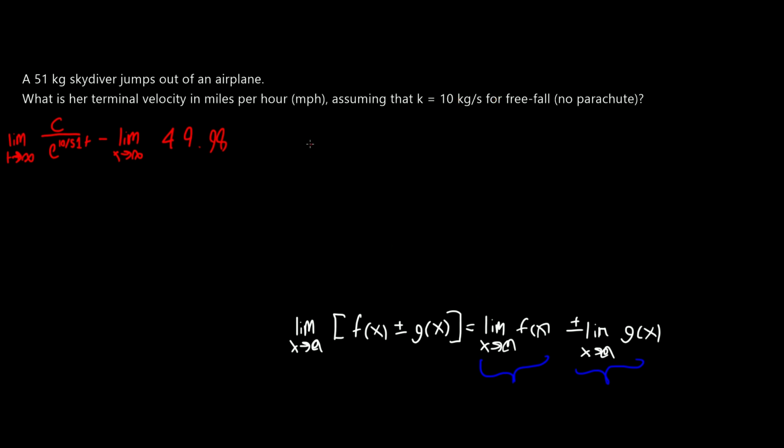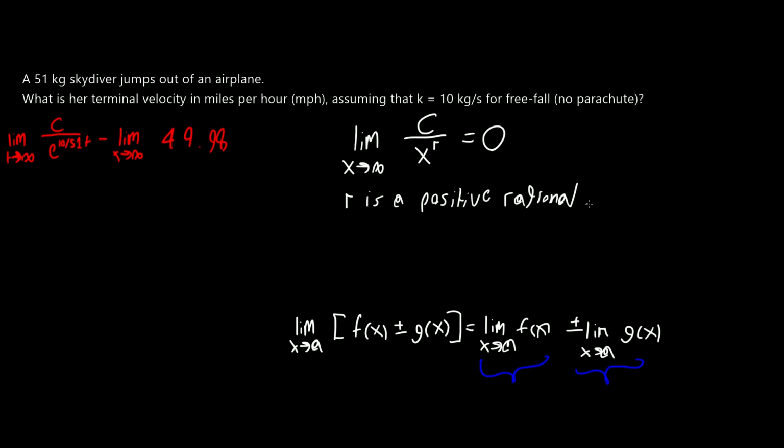So the rule goes, the limit, let me write it in a different color so I don't confuse anyone. The limit as x approaches infinity of a constant c over x to the power of r will equal 0 as long as it meets these conditions. The conditions are that r is a positive rational number and that c is any real number.